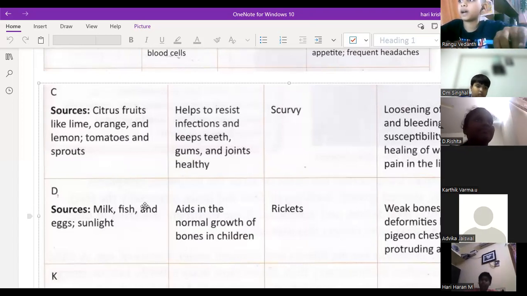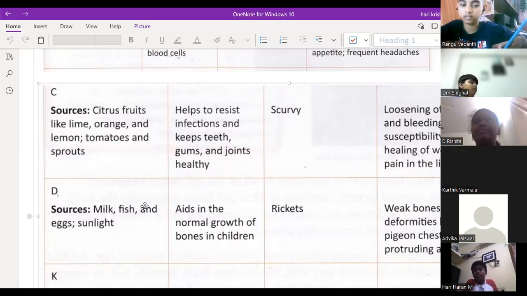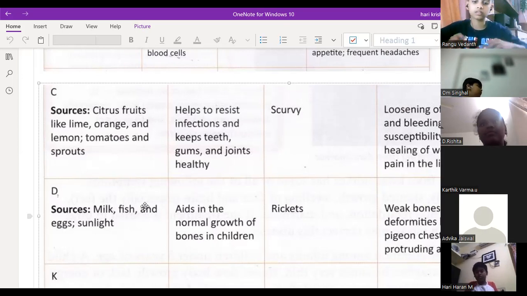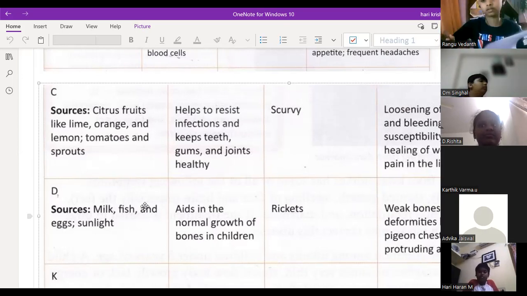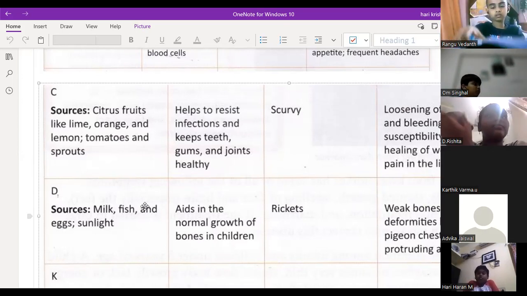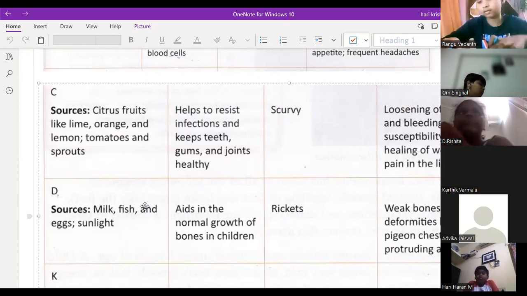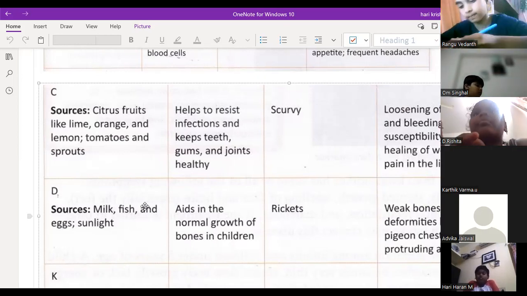So does it only happen to the legs, sir? It's not only the legs; it can happen to the hands also. That is what I'm telling: deformities in the chest or the ribs or the protruding abdomen. It can happen in any part of our body. Okay, sir. Clear?